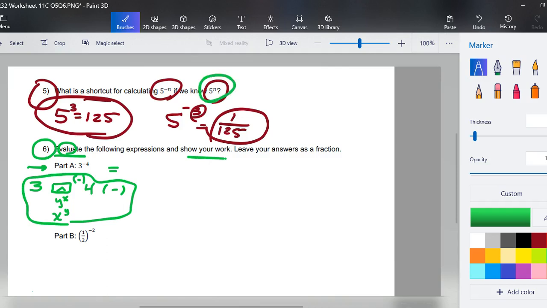So as it said here, if I already know something to the something, like 3 to the 4th power, well, then 3 to the negative 4 is going to be its reciprocal. I feel more comfortable calculating this because I've got 3 times 3 times 3 times 3, that's a 9 times a 9, 81. So then this answer would be 1 over 81.